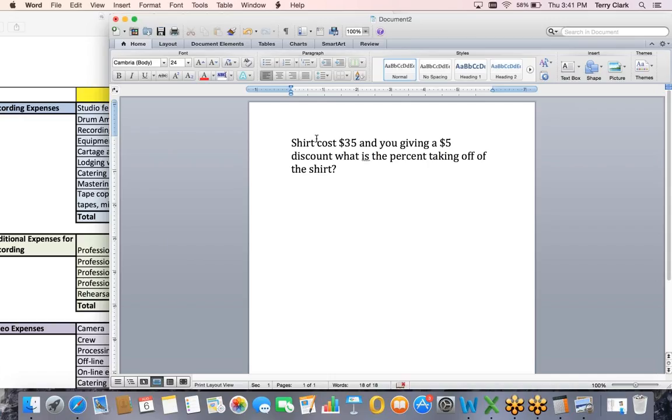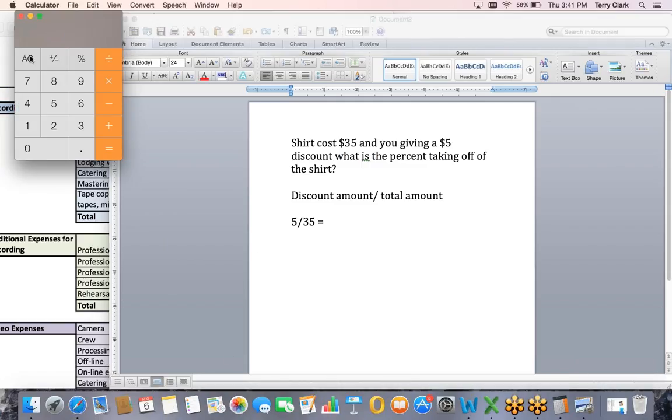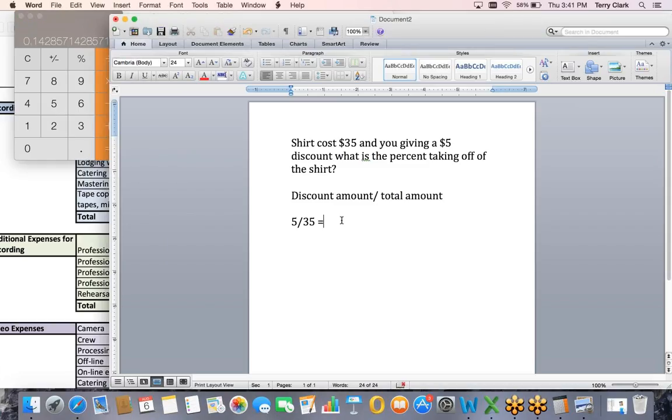So we're going to take that discount amount and divide it by the total amount to find the discount percent. So we got 5 divided by 35, and we'll throw that into our trusted calculator. 5 divided by 35. And that's going to give us 14.2.